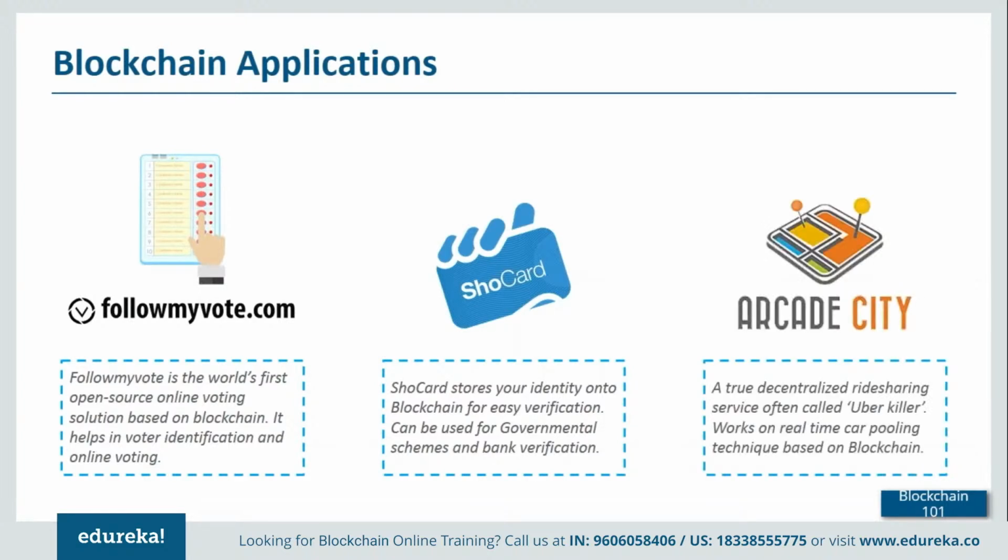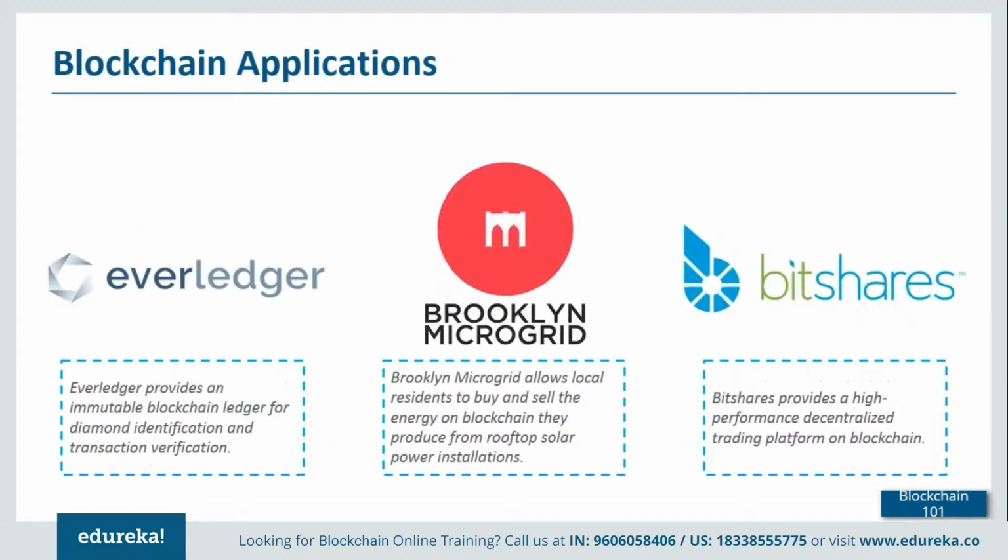Then you have Arcade City. Now Arcade City is one of the most upcoming technologies in the blockchain system in the field of transportation. This is also believed to be an Uber killer because it helps users maintain their anonymity as well as perform carpooling. Then you have Everledger, which provides you an immutable blockchain ledger, and this is mainly used for diamond transactions and validation. So today when you go into most popular diamond merchants, I'm quite sure you can find them using Everledger to maintain a ledger of all the diamond transactions involved.